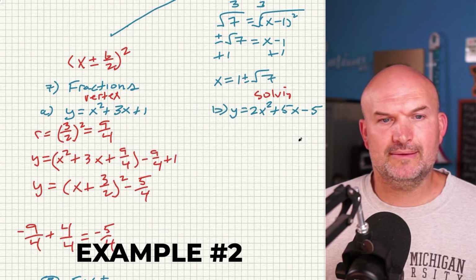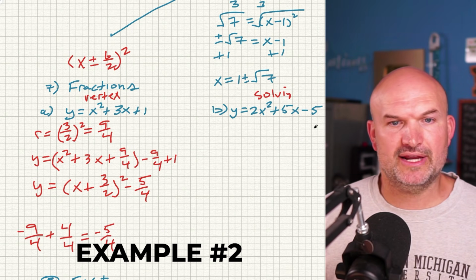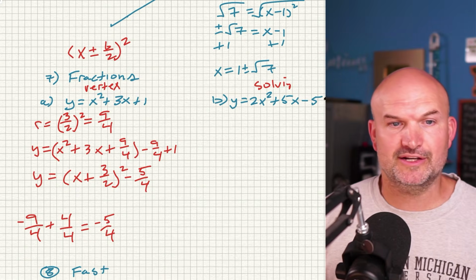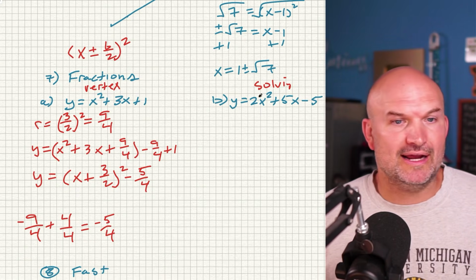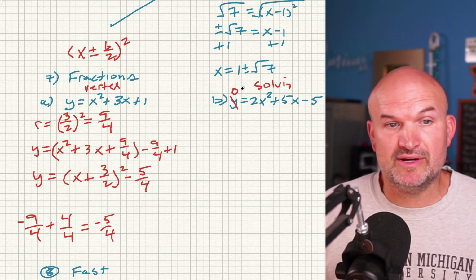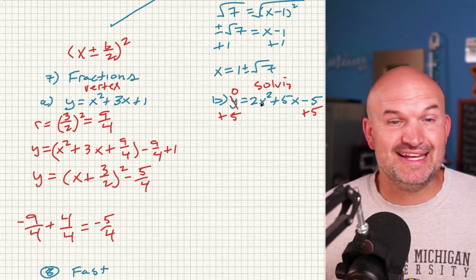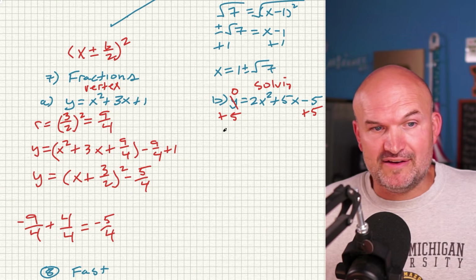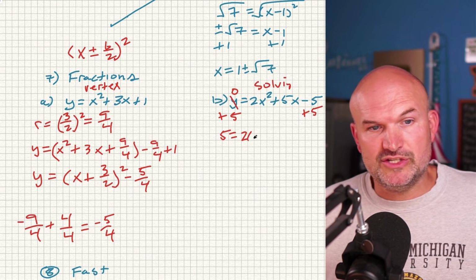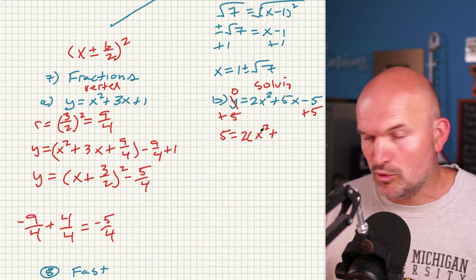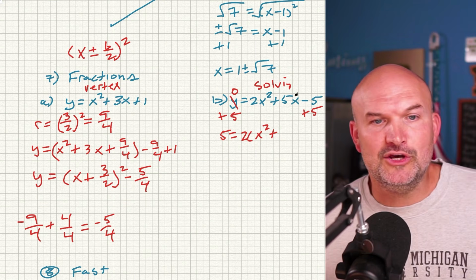Okay, I think this is going to be another negative, but I don't know. Let's get into it. Maybe this won't be negative, but I'll keep it in there. All right, so let's do solving. Okay, so we're going to rewrite that to 0. I'm going to add the 5 to the other side. Okay, and then again, we've got to factor out our 2. So I have 5 is equal to 2 times x squared plus, oh crap, how do you factor out a 2 from 5?